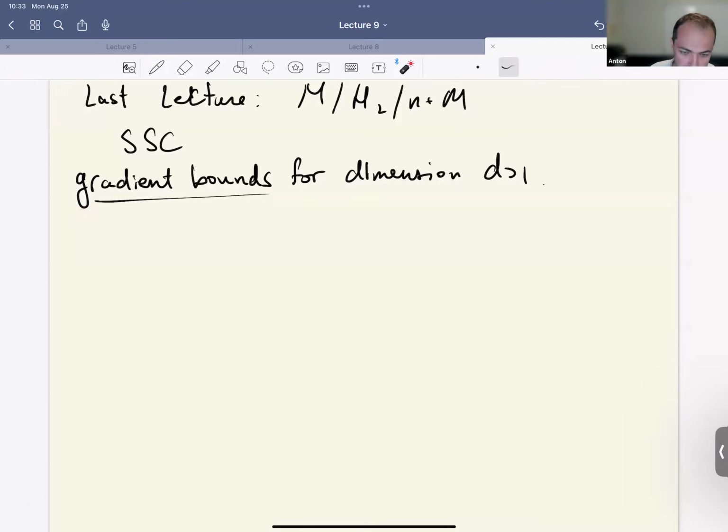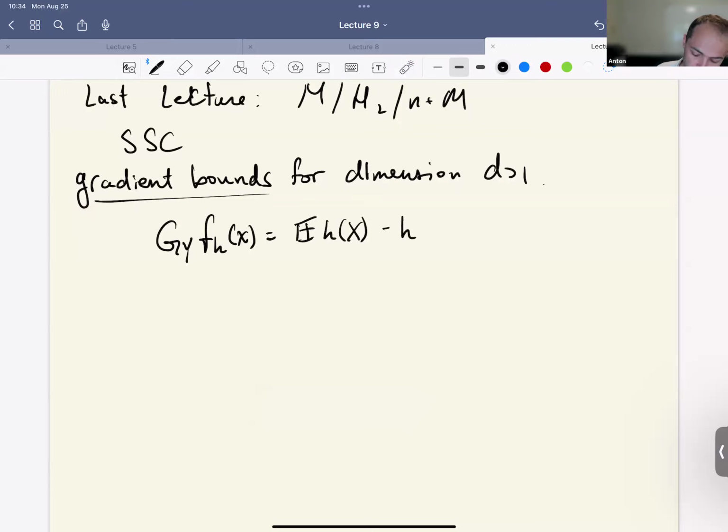The reason this is such an important topic is that getting these gradient bounds is the main technical driver of any Stein's method application. In the one-dimensional case, we have an ODE, the Poisson equation, and we have a closed form solution for it, h of y. We exploit that and kind of brute force our way into the bounds.